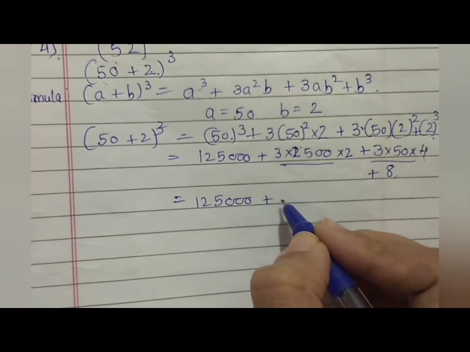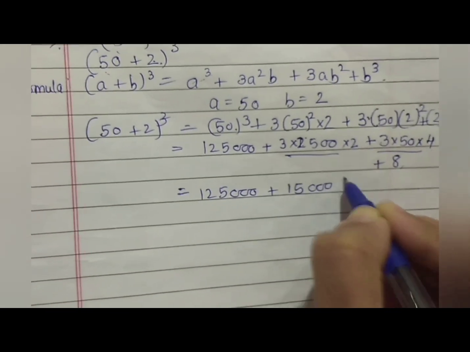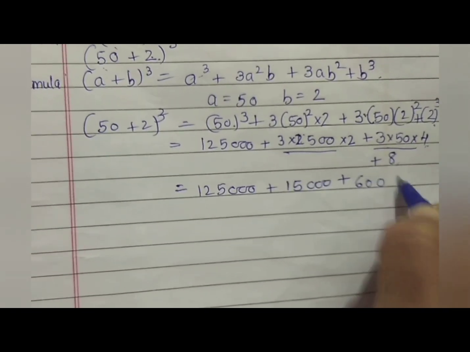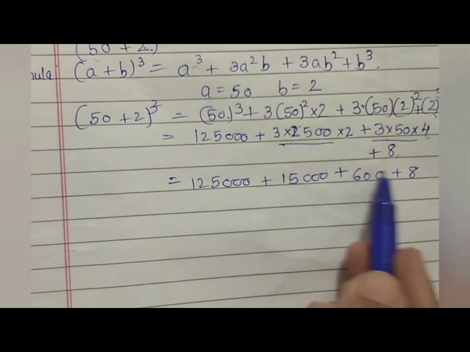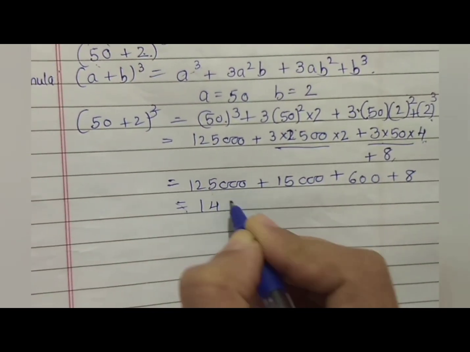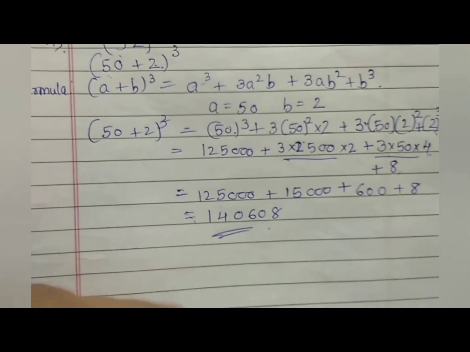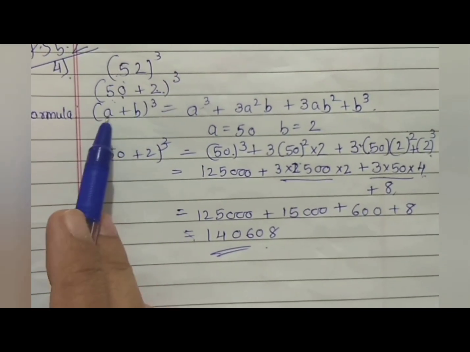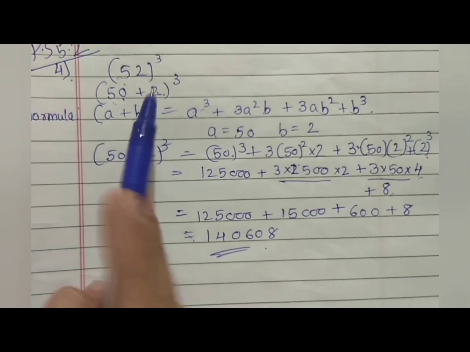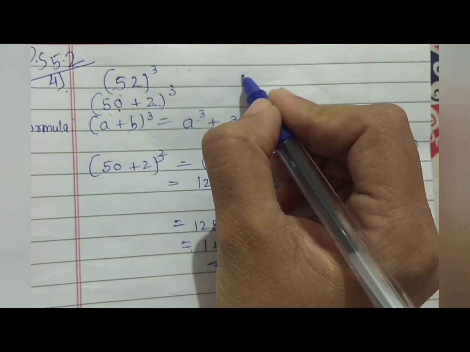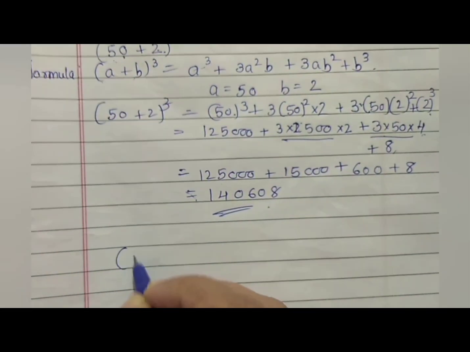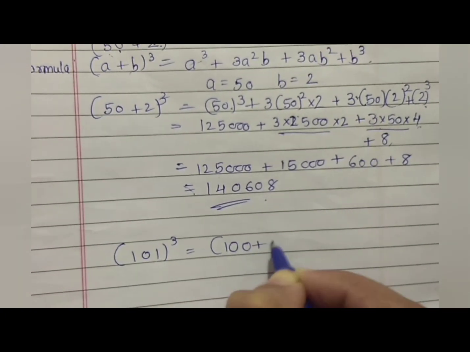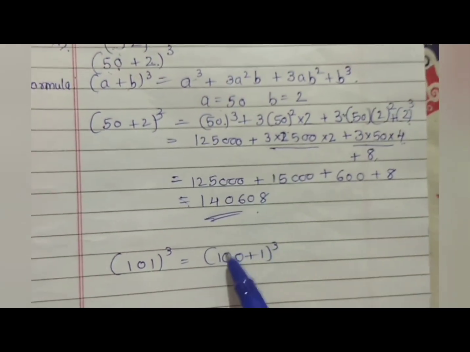Multiply these 3 numbers, we will get 15,000. Multiply these 3 numbers, answer will be 600. Now add all the numbers together, so this is how you expand a given number. So whichever the number is, if you want to use this formula, it is supposed to be expanded in this form. Say for example, another question, if it is 101, you will expand this as 100 plus 1 and you will follow the same steps for solving this sum.